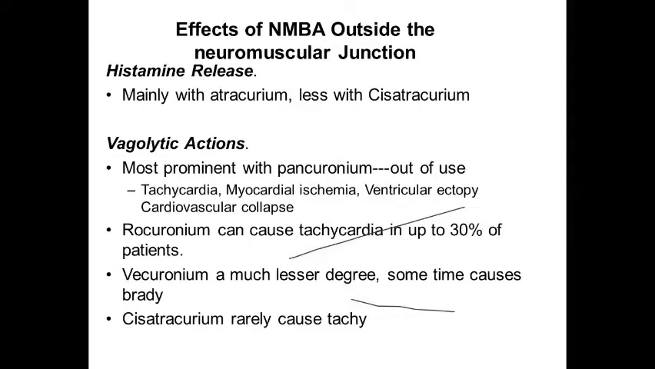Histamine release and vagolytic actions are major side effects that we have to take care of when we give patients neuromuscular blocking agents. Histamine release is specifically with atracurium, and that might cause sometimes hypotension. So be careful if you have patients with allergy or anaphylaxis. Do not give them atracurium because it basically releases more histamine and causes more hypotension. Cisatracurium on the other side is the least likely to be a histamine releaser among the non-depolarizing drugs.